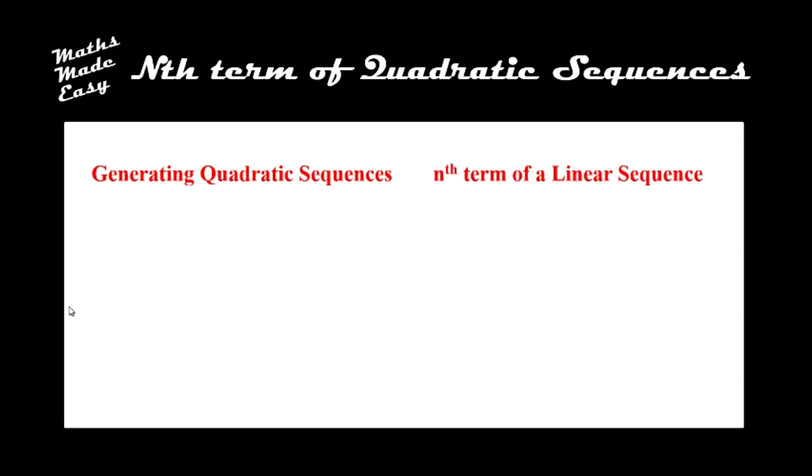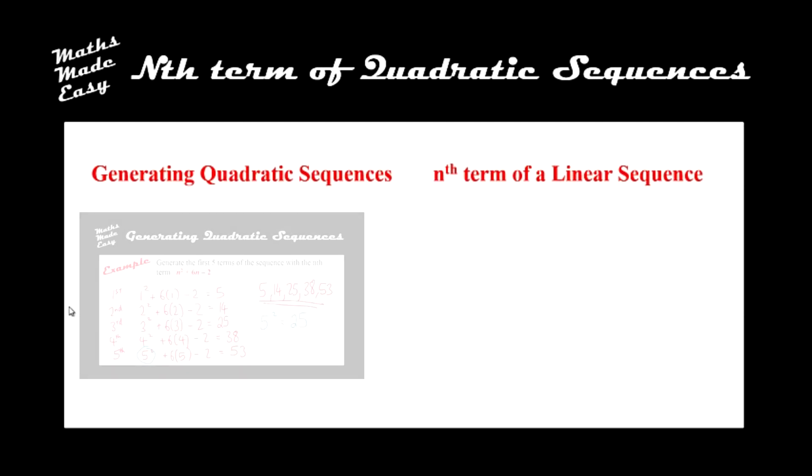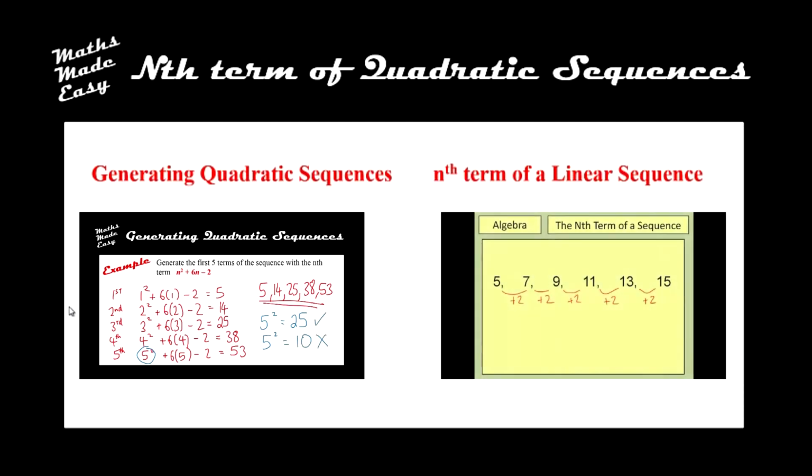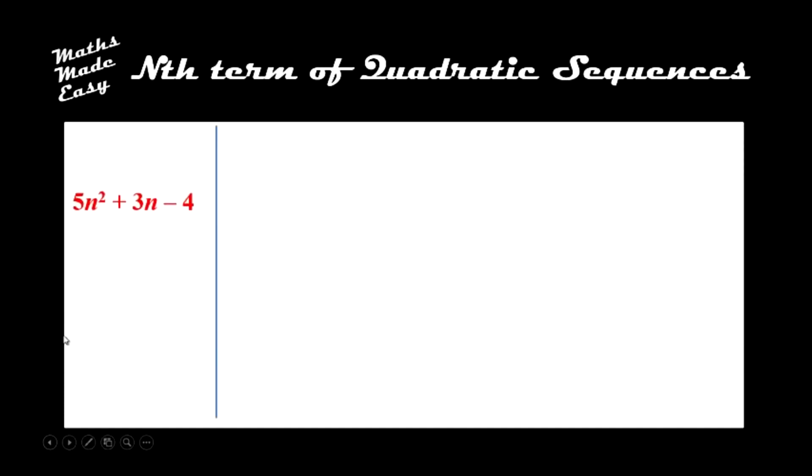If you haven't already done so, I'd suggest you watch Generating Quadratic Sequences, which is basically the opposite of this video, and also the nth term of a linear sequence. If you can't do a linear sequence, then you'll certainly struggle with a quadratic sequence, so check that one out first. Right, so here we have the sequence that we actually used in the previous video.